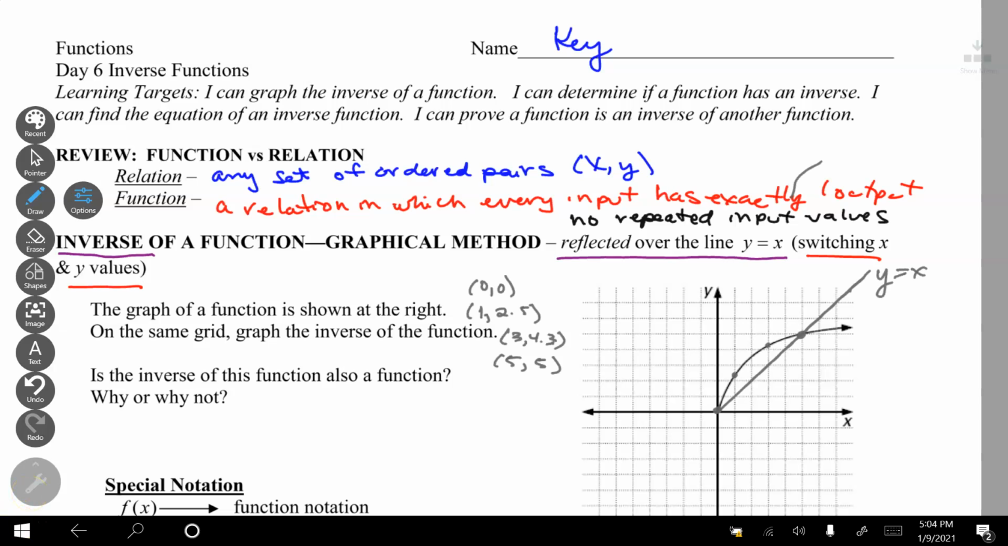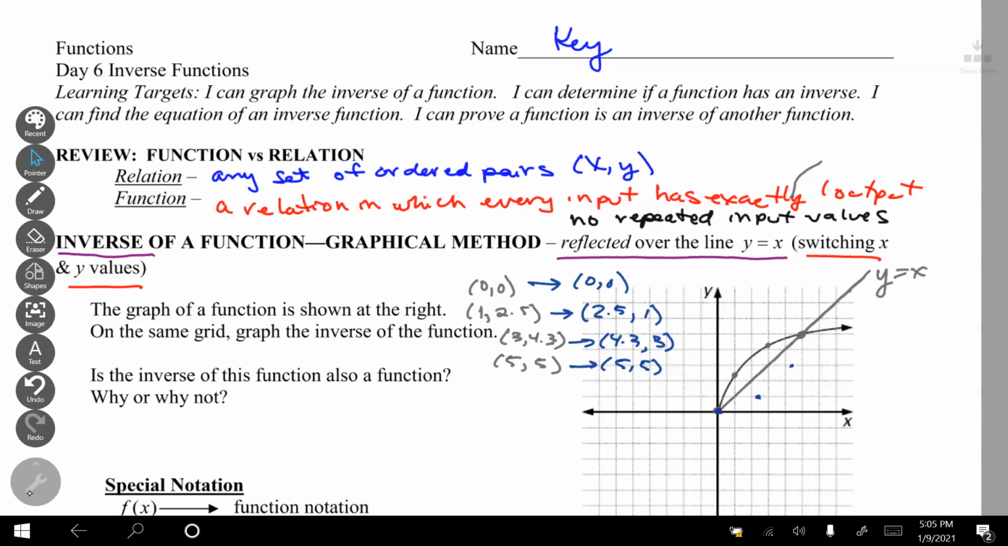So what I've done is draw the diagonal line y equals x, and I'm going to draw the mirror image of these points. I marked some points in gray on the original graph. They're here in gray. I'm going to switch x's and y's. So 0, 0 is still 0, 0. It becomes 2.5, 1 when I reflect it, 4.3, 3 when I reflect it, and it's back to 5, 5.